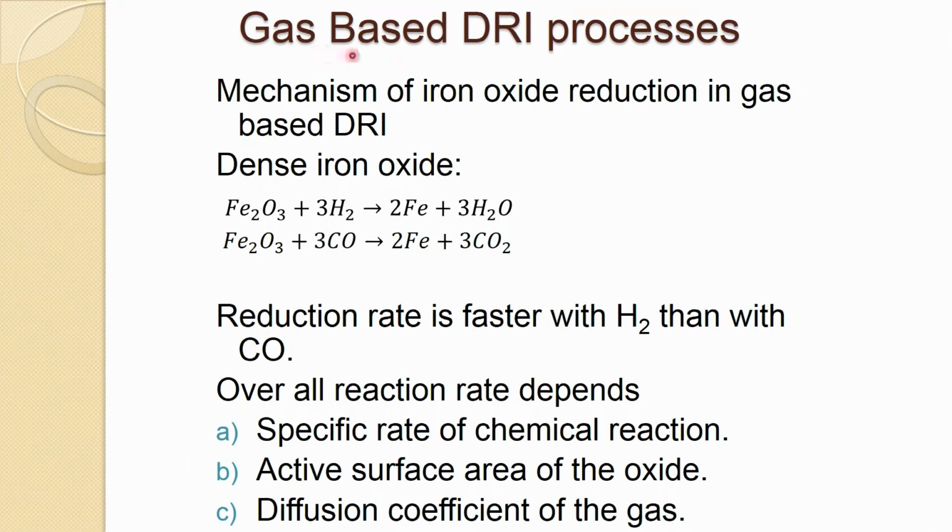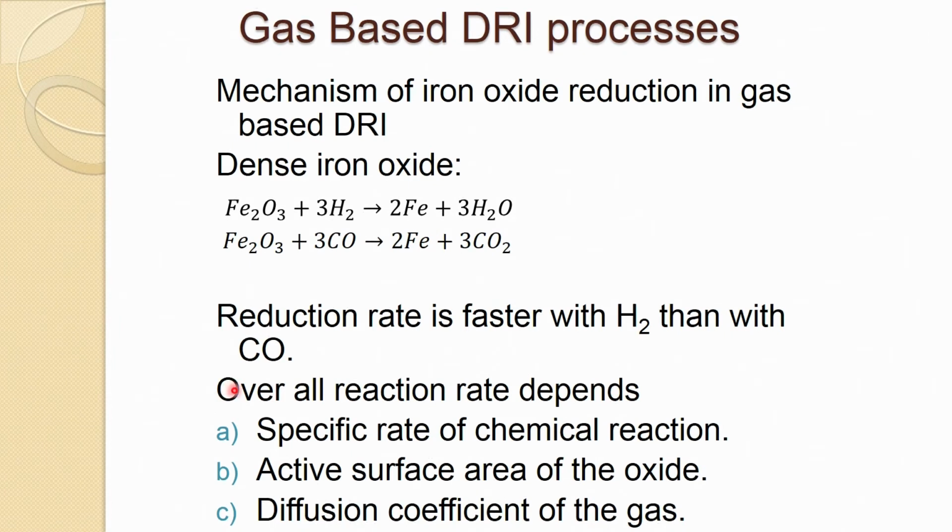Now, gas based DRI processes, as mentioned, are mostly done through natural gas. So, the mechanism of iron oxide reduction in gas based DRI: dense oxides reduce into metallic iron by hydrogen and CO. So, that is a mixture of those, which you use in the gas based one with the natural gas. The reduction rate is faster with hydrogen than CO. Hydrogen has more reducing power, as we have seen before.